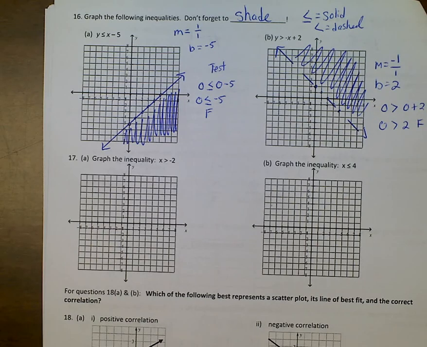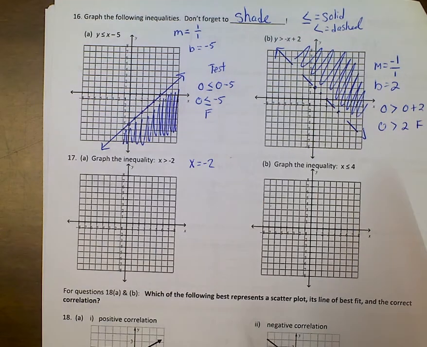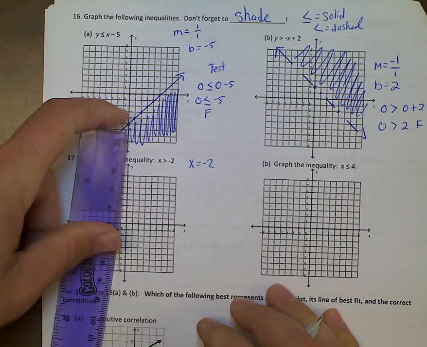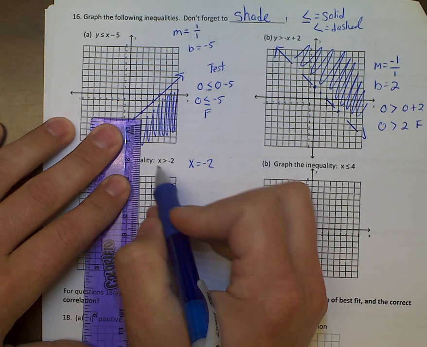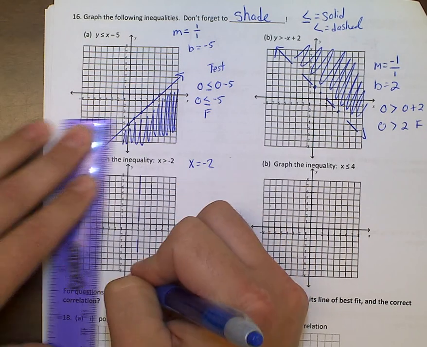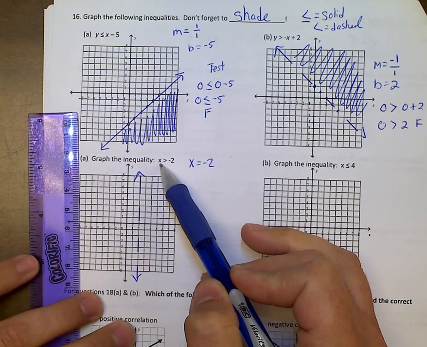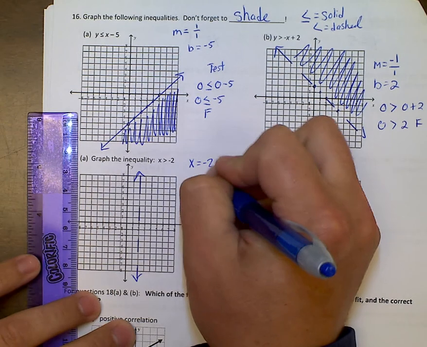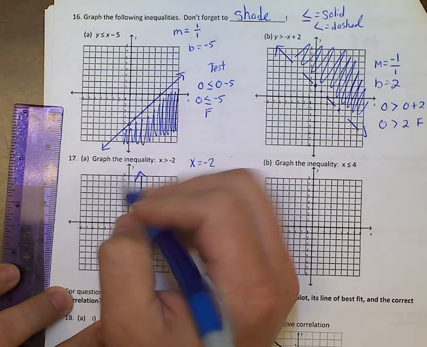Okay, x is greater than negative 2. So I'm going to graph this just like x equals negative 2, which remember is a vertical line at negative 2. And this is going to be a dashed line. I still test 0, 0, even though I'm only going to plug in that. So is 0 greater than negative 2? Yes. So I shade the side that my point was on.